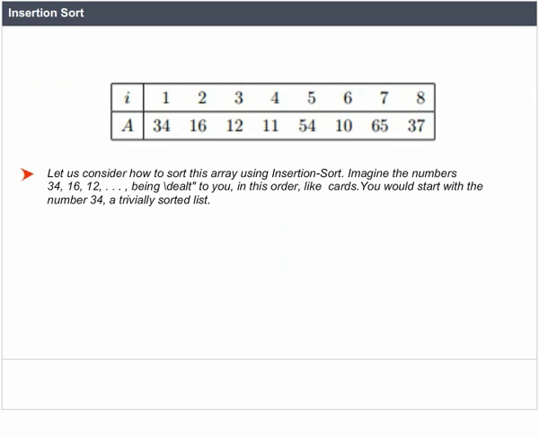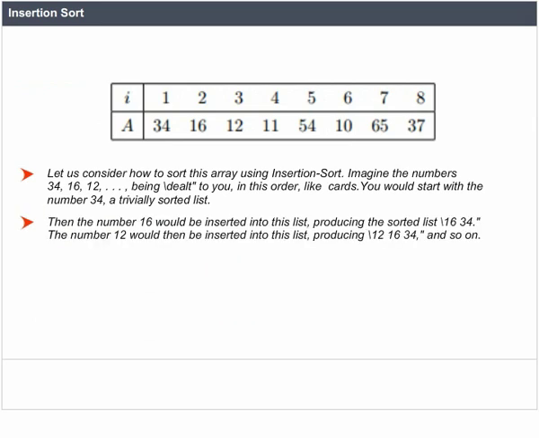Let us consider how to sort this array using insertion sort. Imagine the numbers 34, 16, 12, etc. being dealt to you in this order, like cards. You would start with the number 34, a trivially sorted list. Then the number 16 would be inserted into this list, producing the sorted list 16, 34. The number 12 would then be inserted into this list, producing 12, 16, 34, and so on.